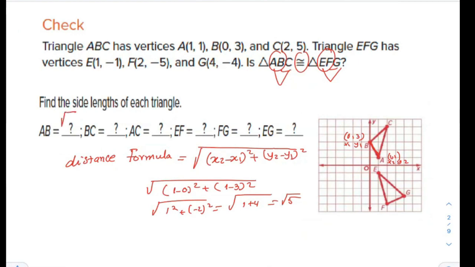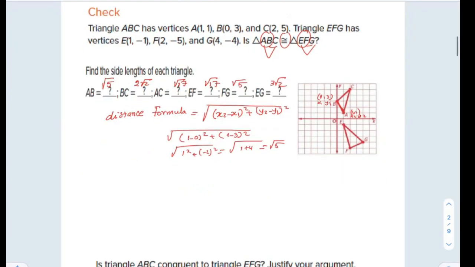And you will repeat the procedure 5 more times to find BC, AC, EF, FG. And if you do so, you will find the following lengths. This will be 2 radical 2. This will be radical 17. This is radical 17. You can check alone and be careful with the calculation. Radical 5, and this is 3 radical 2. Now the question comes, are the triangles congruent?